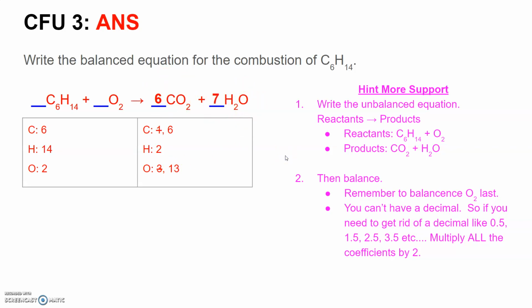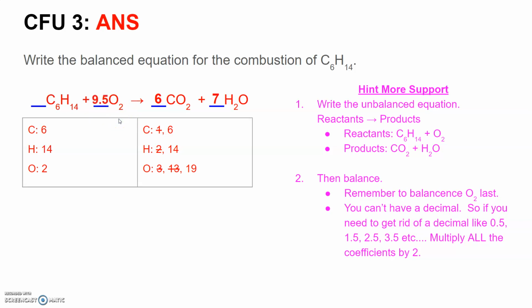Then I balanced the hydrogens. So I needed to put a 7 in front of H2O, since I have 14 on the reactant side and 2 on the product side. And when I did that, that changed the number of hydrogens to 14 and the number of oxygens to 19. Now I'm ready to balance my oxygens. And remember, I'm balancing those last. So now I want to figure out what coefficient I can put in front of O2 so that I can get 19 oxygens on both sides. Well, I'm really asking myself, 2 times what will give me 19? And the answer to that is 9.5.